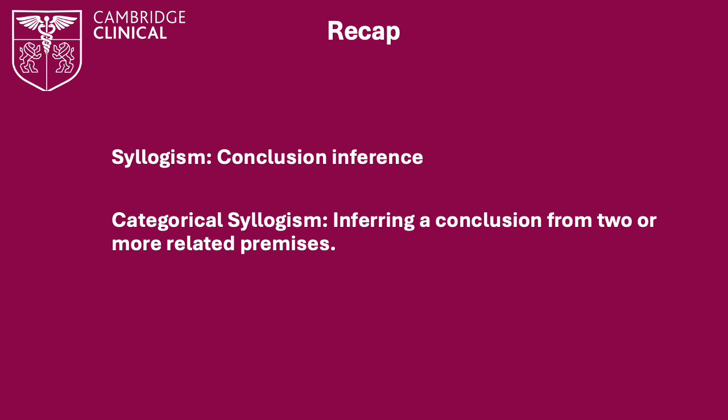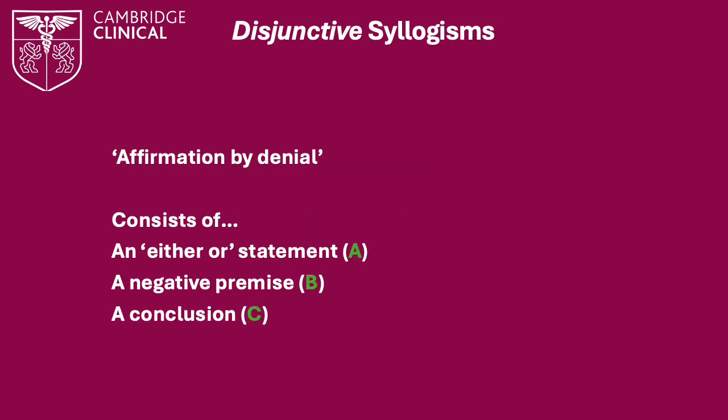to infer a conclusion. Categorical syllogisms, which we met in the previous video, involve two or more related premises. So what is the difference then between categorical and disjunctive syllogisms? Well, whereas categorical syllogisms consist of at least two statements, each of which provides an additional positive piece of information, disjunctive syllogisms work by allowing you to rule out certain options and come to your conclusion this way. Some people call this affirmation by denial.